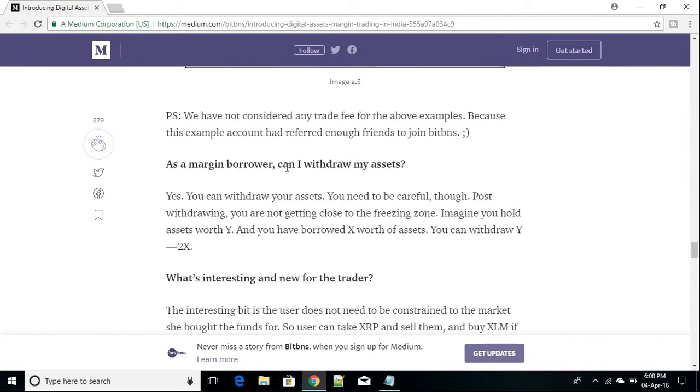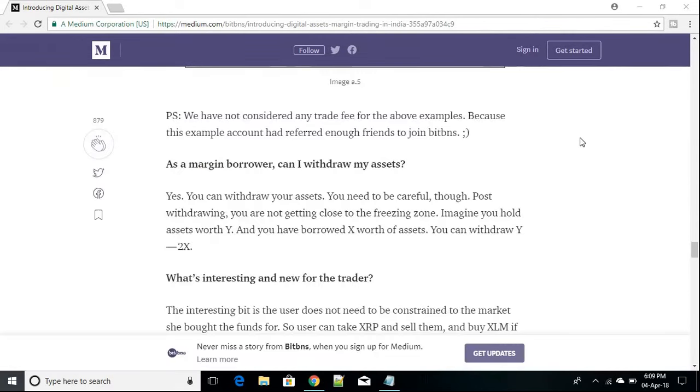So the question is, as a margin borrower, can I withdraw my assets? Here it is. Yes, you can withdraw your assets. You need to be very careful while withdrawing, or you will get close to the freeze zone. So this is the freeze zone.